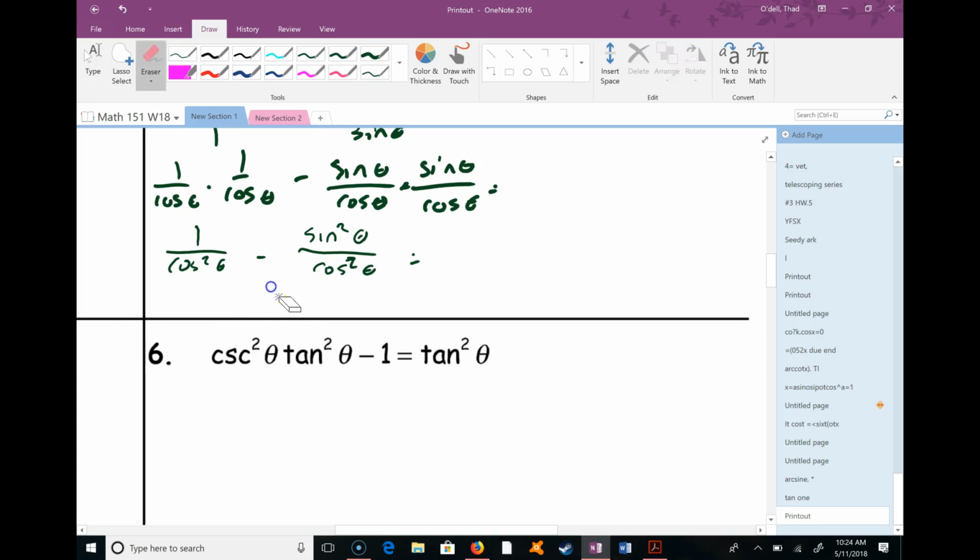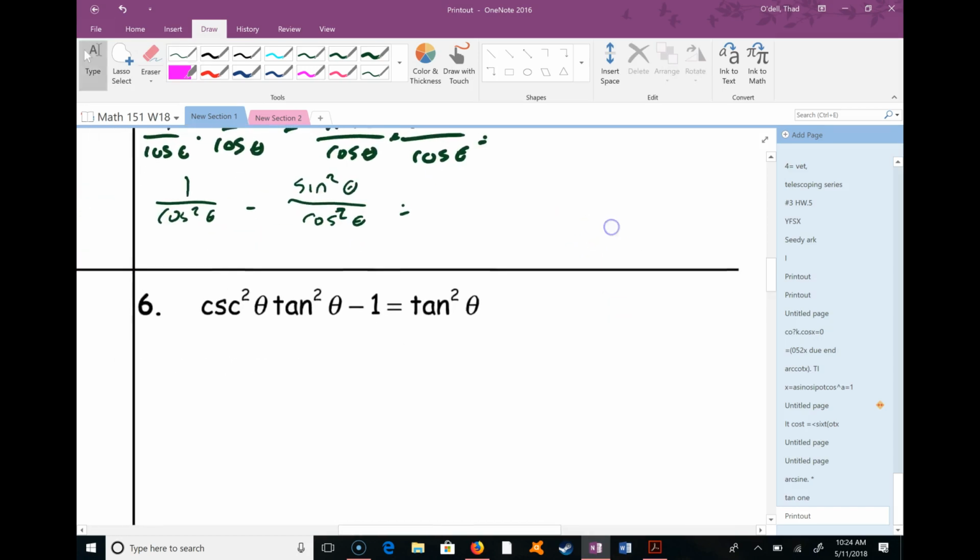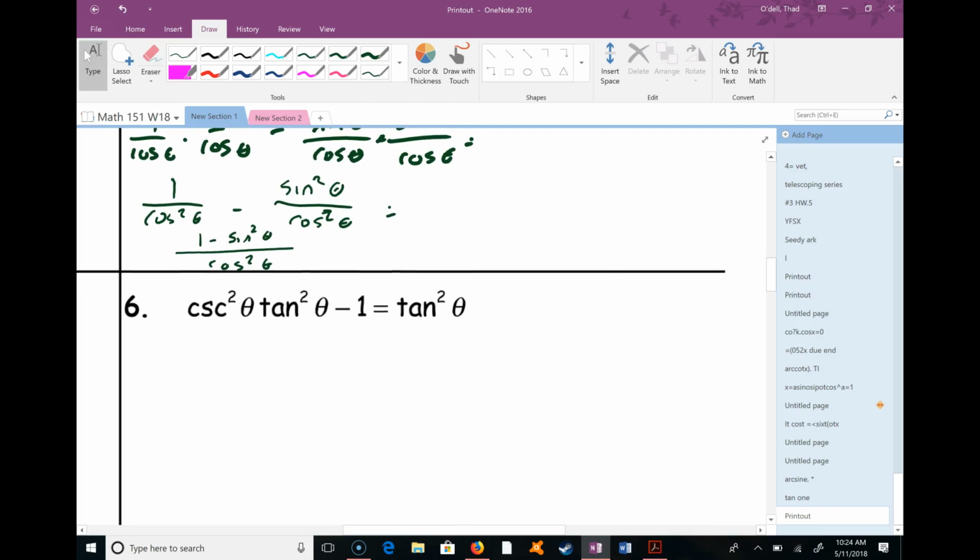So that would give me 1 minus sine squared on top and cosine squared on the bottom. Right, because I have a common denominator, I can just add the tops and the bottom stays the same. But then if I know my trig identities, I recognize that 1 minus sine squared is cosine squared. So this becomes cosine squared over cosine squared, which is 1.